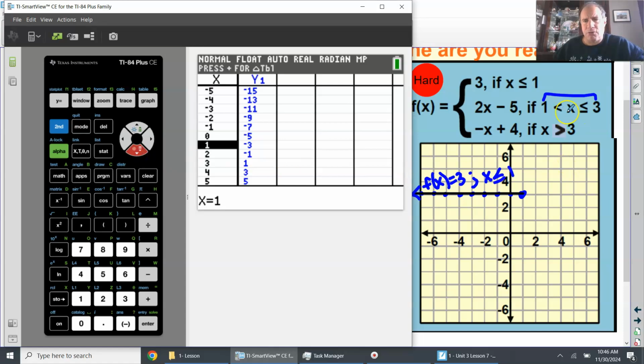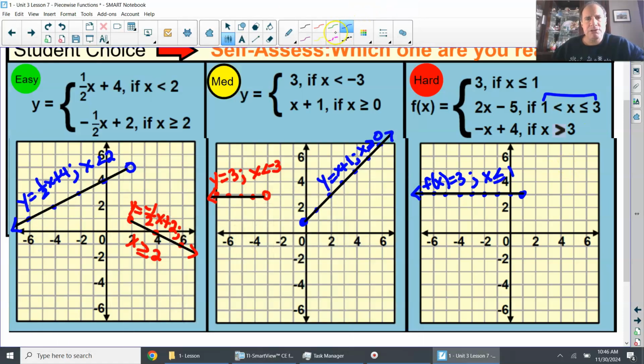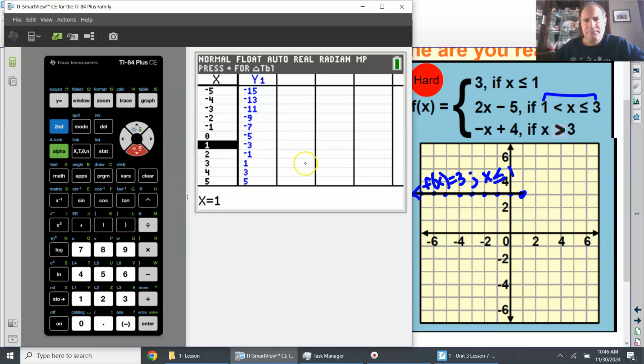And this one's open. So let me just go ahead and put this in a different color because we do want to see this. (1, -3). So (1, -3) is down here, and that is an open circle. (2, -1). So (2, -1) is here. So I am messing up here. Wait a minute.